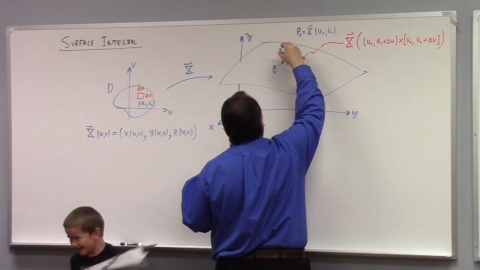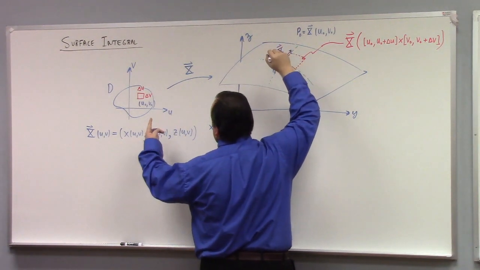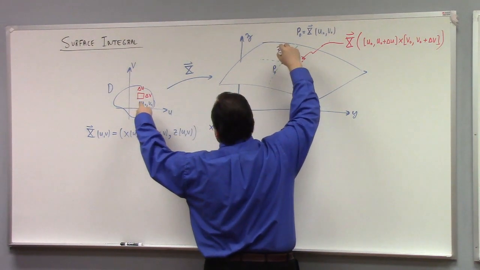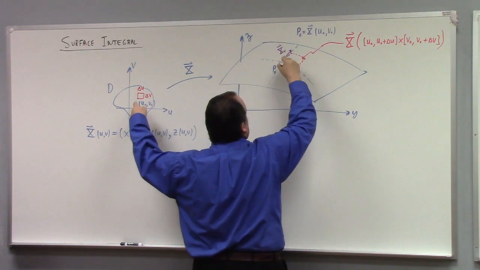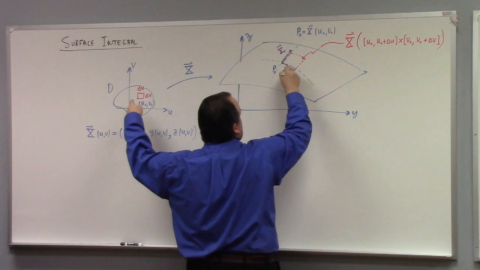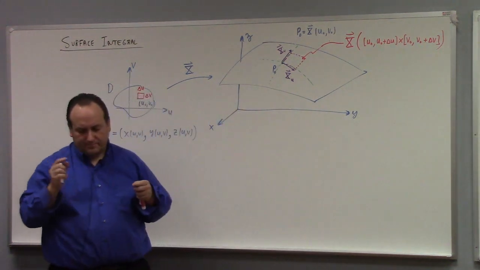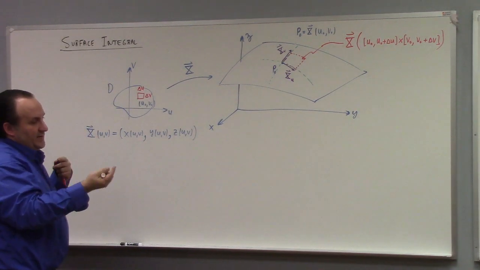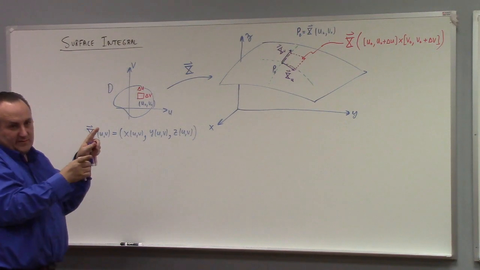Let's see here. So I'm fixing u, but varying v. So this would be like x_v, and this guy right here would be the x_u, right? So you've got the partial velocities, partial x, partial v, or partial x, partial u at that point, that give you the direction of the tangent vectors, right?